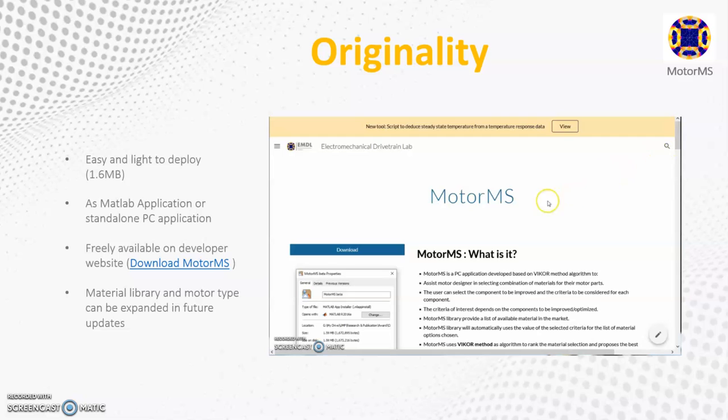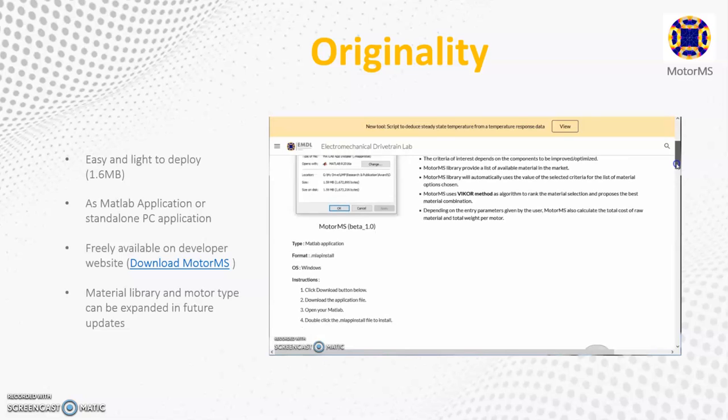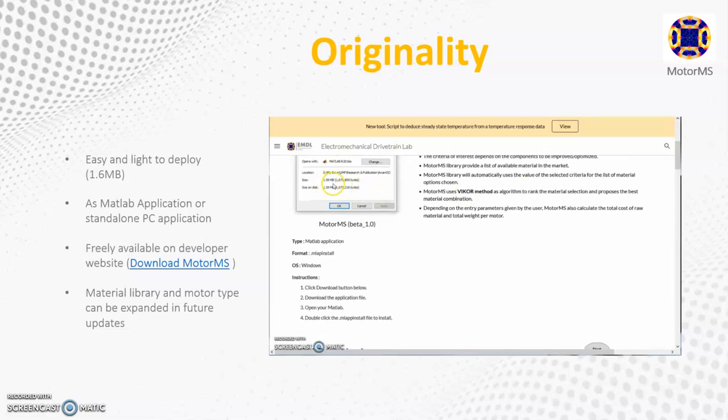So what is the originality of this application, MotorMS? The first one is that the application is very easy and light to deploy. It is an application that is only 1.6 megabytes in size, so it's very light. It can be installed as a MATLAB application, as we are looking at in the clip over here, and it can be downloaded from our developer website.